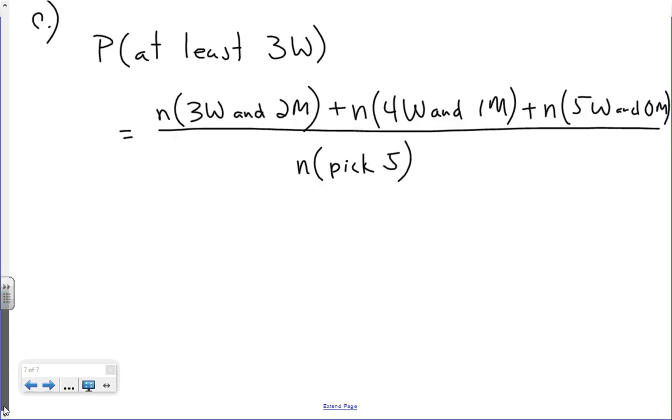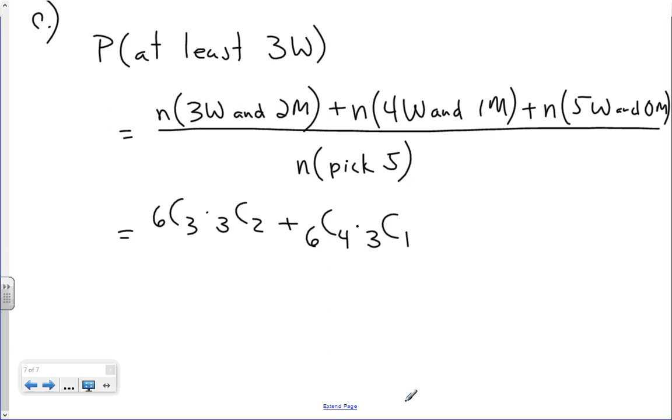All right, so let's figure out what each of these are. The number of ways of choosing 3 women and 2 men: you've got 6 women to choose from, and you want to pick 3 of them. You've got 3 men to pick from, and you want to choose 2 of them. That's the calculation we actually just did on the previous part. Now we have to add to that the committee of 4 women. So we have 6 women to choose from, and we're picking 4 of them, and we have 3 men to pick from, but I only want to choose 1 of them.